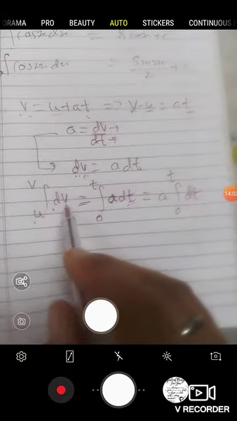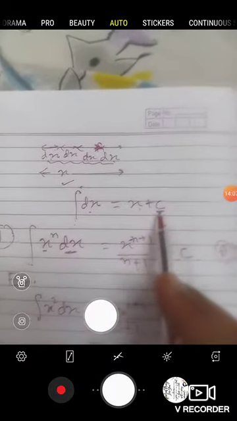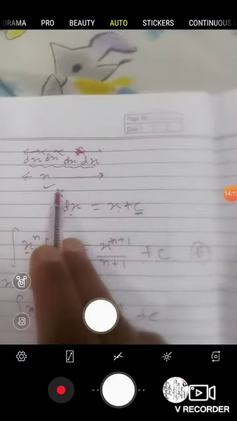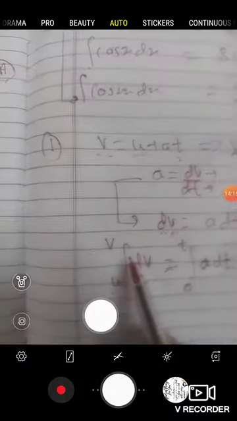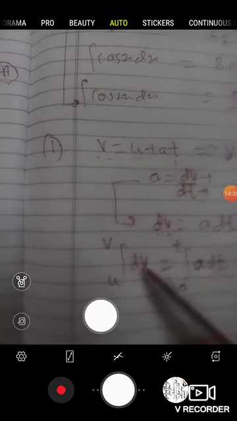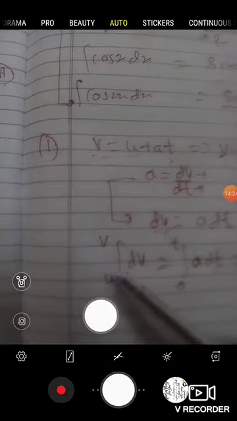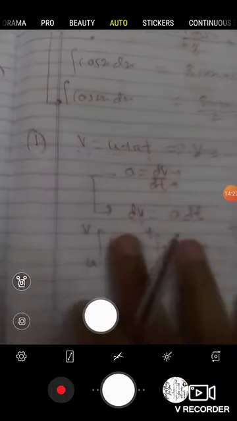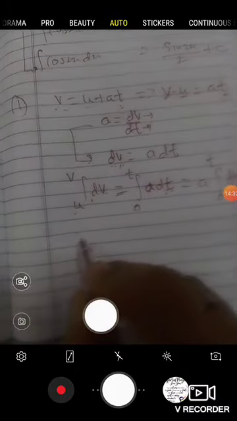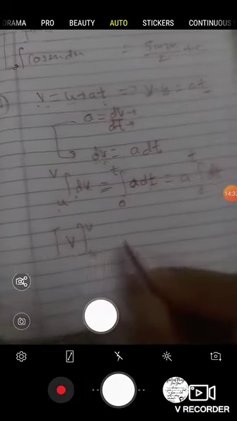Now, integration of dv. I told you that the integration of dx is how much? x plus constant was coming. See here, the constant was coming because limits were not there. But here we are going to integrate dv, so the answer will be v, but plus c will not come. Why? Because this is a definite integration. We have limits here. So if I integrate this term, I will write v in place of dv, and here I will write the lower limit and upper limit.